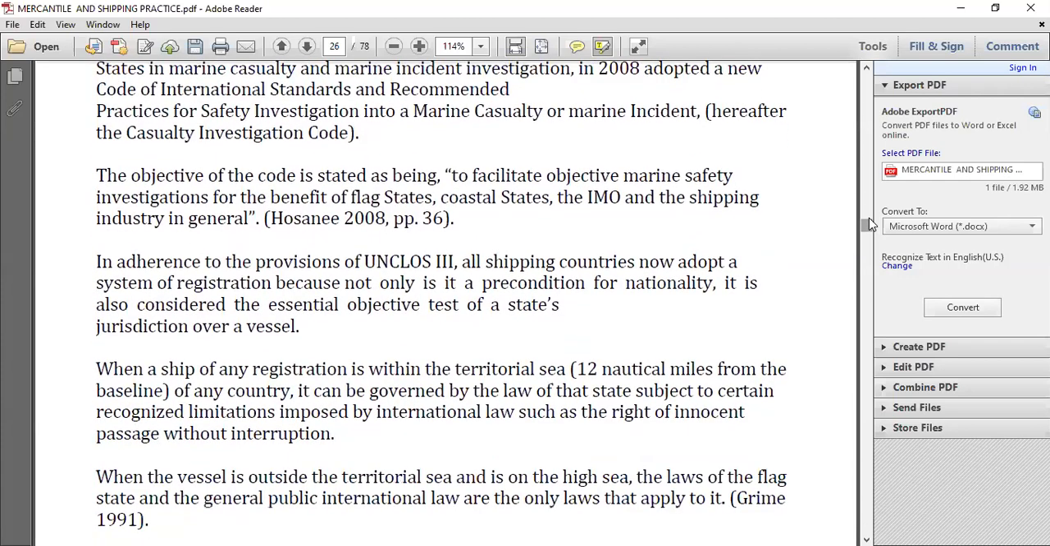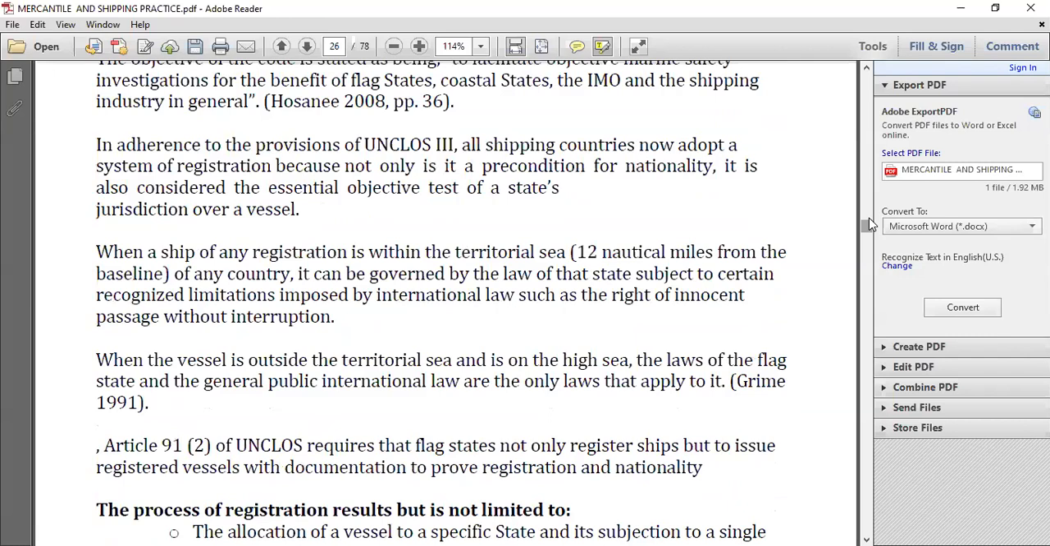So, in adherence to the provisions of UNCLOS III, all shipping countries now adopt a system of registration, because not only is it a precondition for nationality, it is also considered an essential objective test of state jurisdiction over a vessel. So each state needs to come up with conditions under which they can register their national ships, and they lay down their own legislation concerning the management of such vessels.